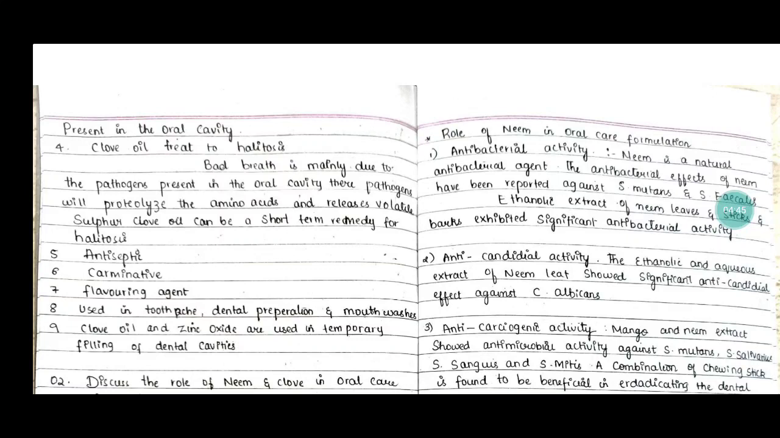Clove oil treats halitosis in cases of bad breath. This is mainly due to the pathogens present in the oral cavity. These pathogens hydrolyze amino acids and release volatile sulfur compounds. Clove oil can be a short-term remedy for halitosis, and it is used as an antiseptic. It is also used as a carminative and flavoring agent in toothpaste, dental preparations and mouthwashes, and clove oil and zinc oxide are used temporarily for filling dental cavities.